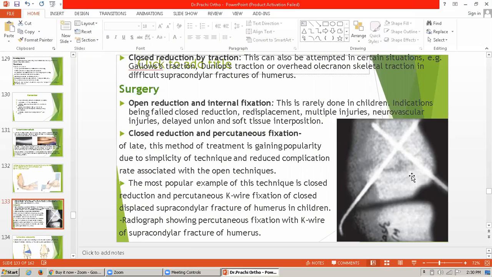In the case of the supracondylar fracture of the humerus, this is the humerus, and this is the supracondylar region of the humerus where the fracture has occurred. So K-wire is used for the closed reduction and percutaneous fixation. This treatment is gaining popularity due to the simplicity of technique and reduced complication rate associated with the open technique. The most popular example is closed reduction and percutaneous K-wire fixation.